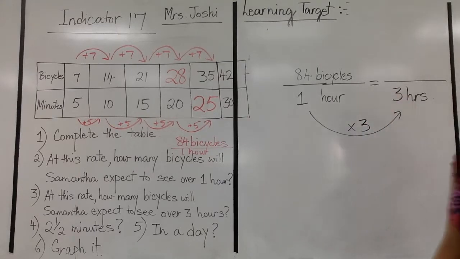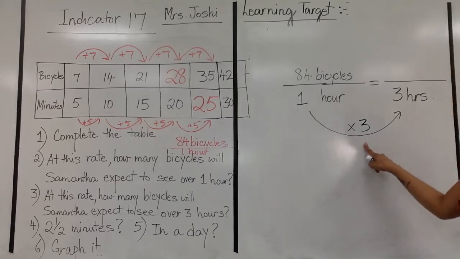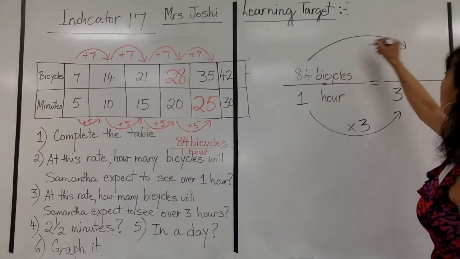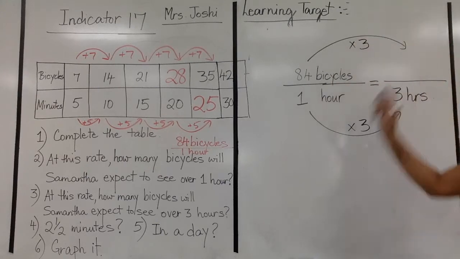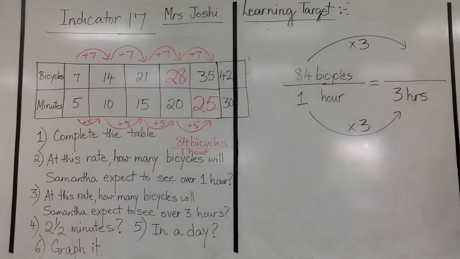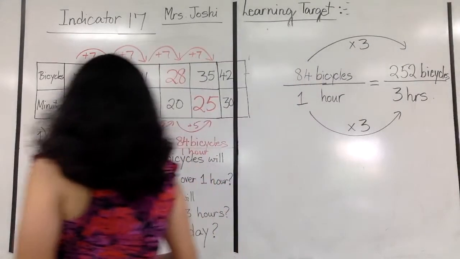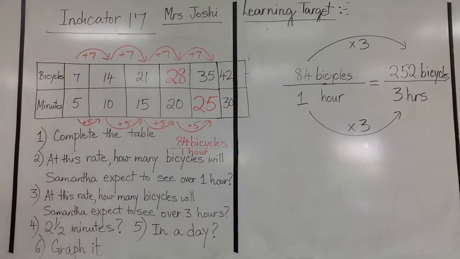Okay? Because 1 times 3 gives me 3. Whatever I do to the denominator, I do the same thing to the numerator, and I do 84 times 3. And when I do 84 times 3, I will get 252 bicycles. Okay, so then in 3 hours, I will get 252 bicycles.